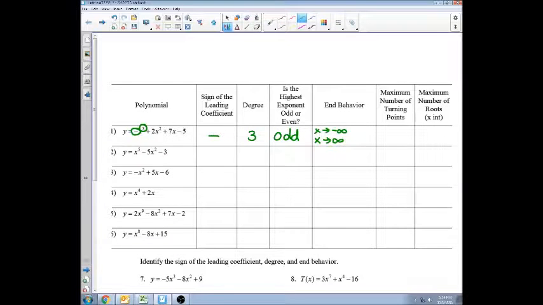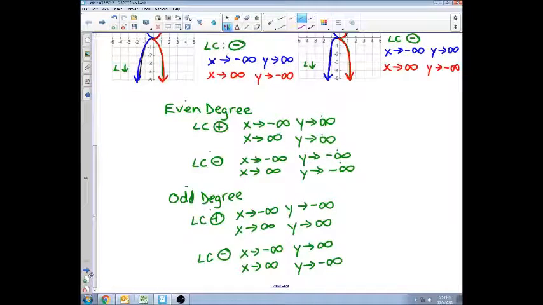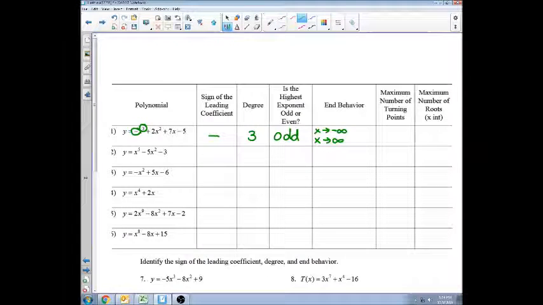However, let's look at our rules list. An odd degree with a negative leading coefficient tells us that as x approaches negative infinity, y will approach positive infinity. So let's fill that in. As x approaches negative infinity, y approaches positive infinity. The thing to remember about odd degrees is your y's will always be opposite of one another. So y would approach negative infinity. We'll talk about the maximum number of turning points and maximum number of roots here in 1 second. Let's move on to problem number 2.